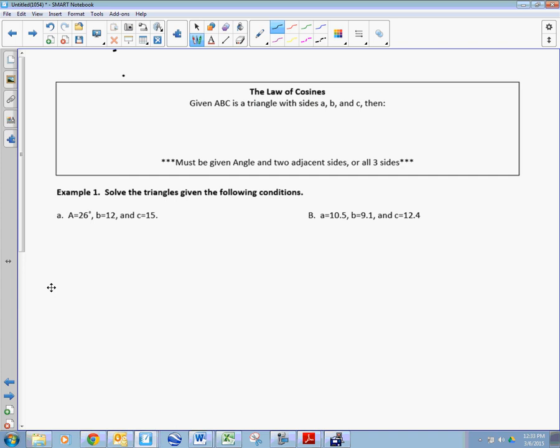The law of cosines can really be written 3 different ways. I'll start the first way. C squared is equal to A squared plus B squared, which looks like the Pythagorean theorem, doesn't it? But then you got to account for the fact that it's not a 90-degree angle. And you do that by going minus 2AB cosine of C.